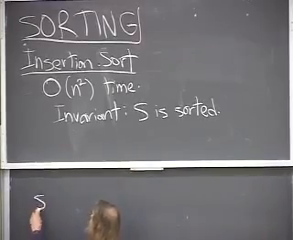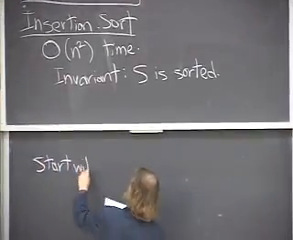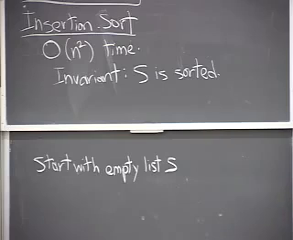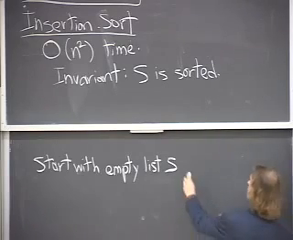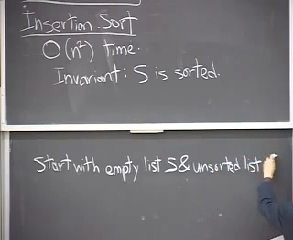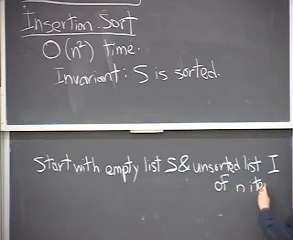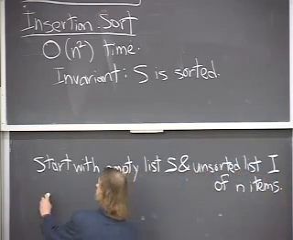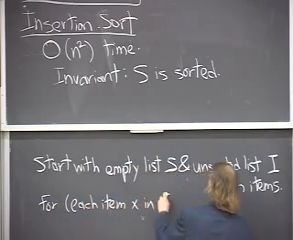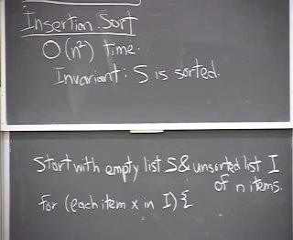So here's the algorithm. We're going to start with an empty list S. It's easy to keep an empty list sorted. And we also start with the input. It's an unsorted list I. I stands for input of n items that we want to sort. Then, for each item in our unsorted list, we are going to take that item and insert it into the sorted list in its correct place.